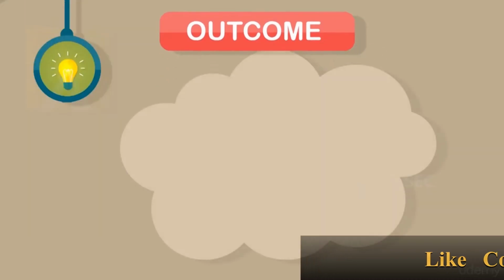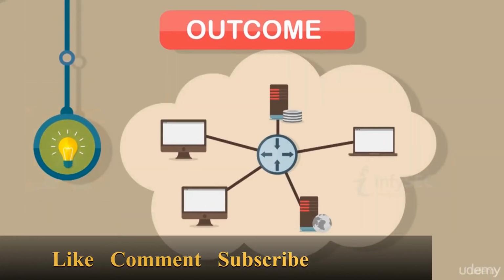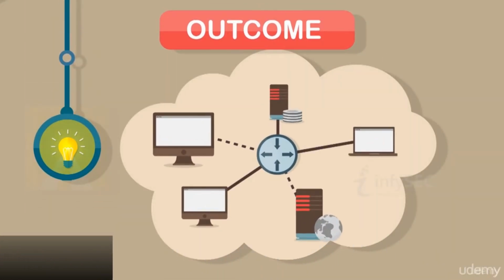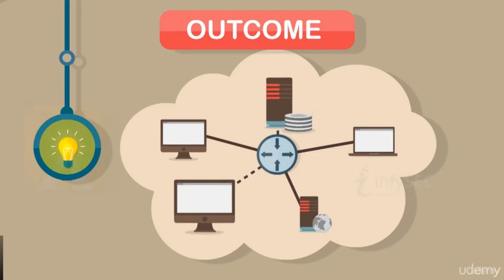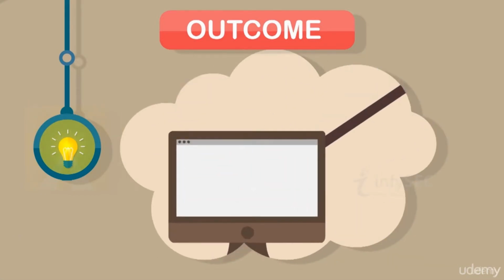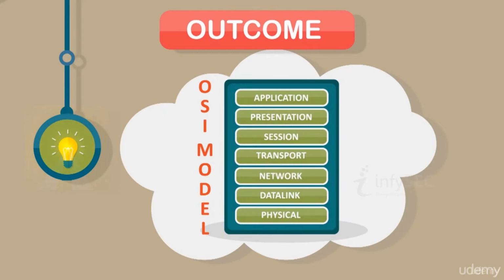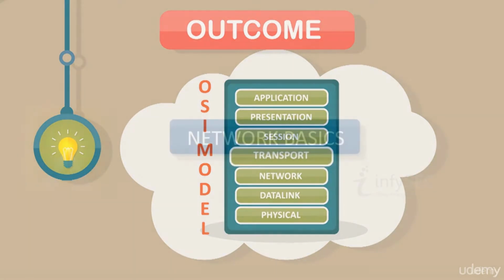Outcome: on completion of this chapter, the participants will understand how IT systems communicate with each other using a network, and how network attacks are performed based on the physical layer, data link layer, network layer, and transport layer.